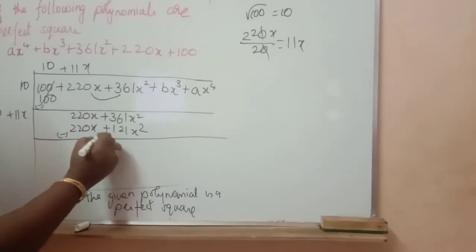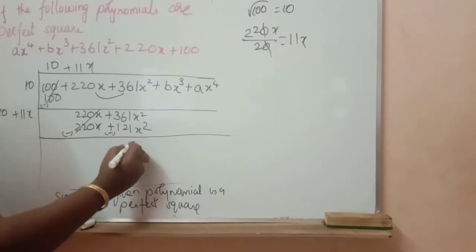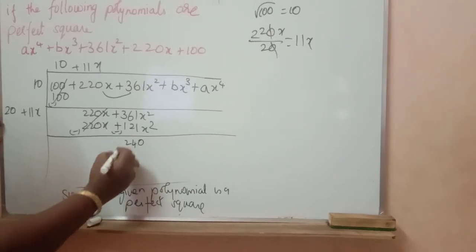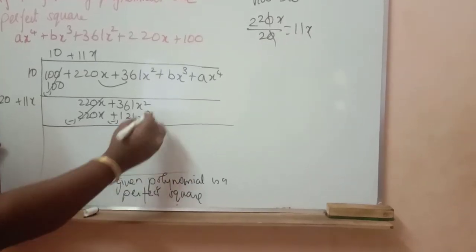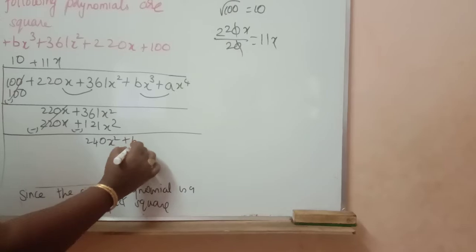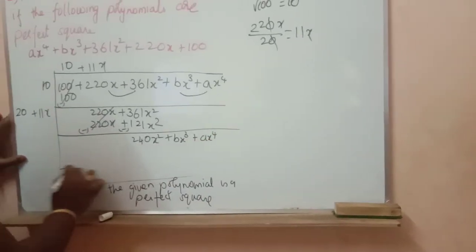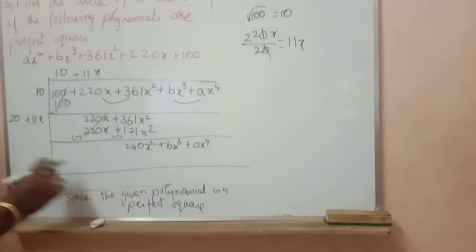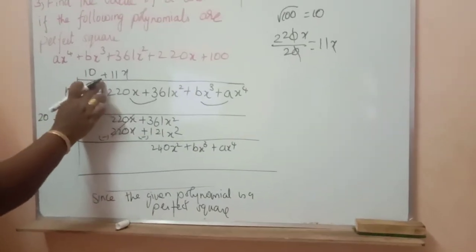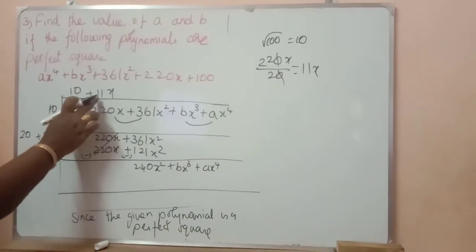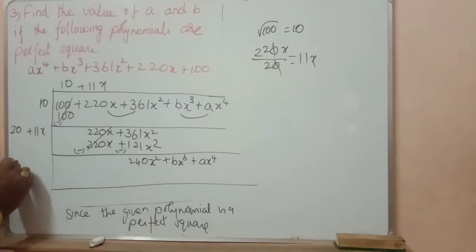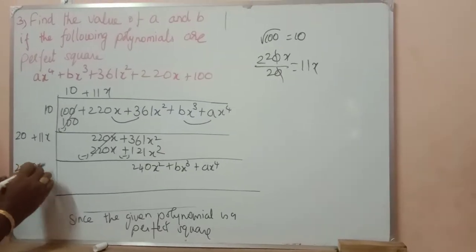Again change the sign. It will be cancelled. Here 0, 4, 2 plus 240x square. Then bring the next two terms, bx cube plus ax power 4. Okay. Left hand side, multiply these two terms by 2. So 20 plus 22x.